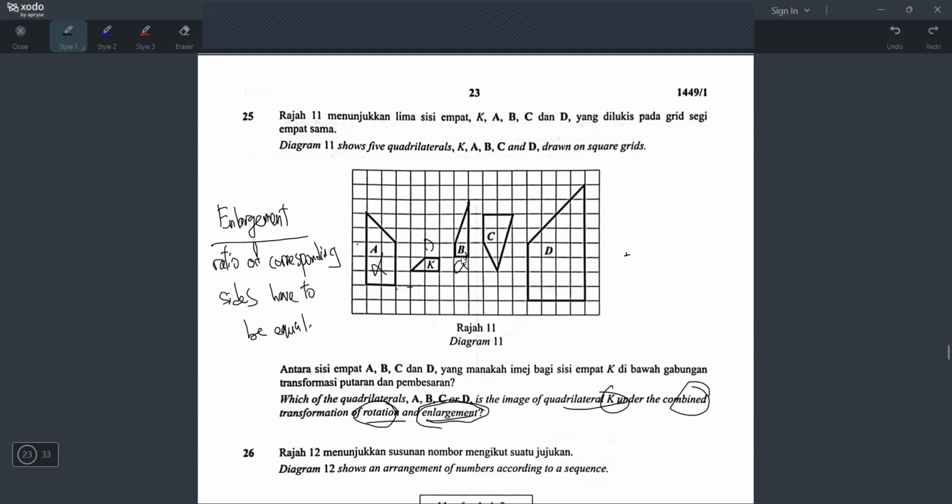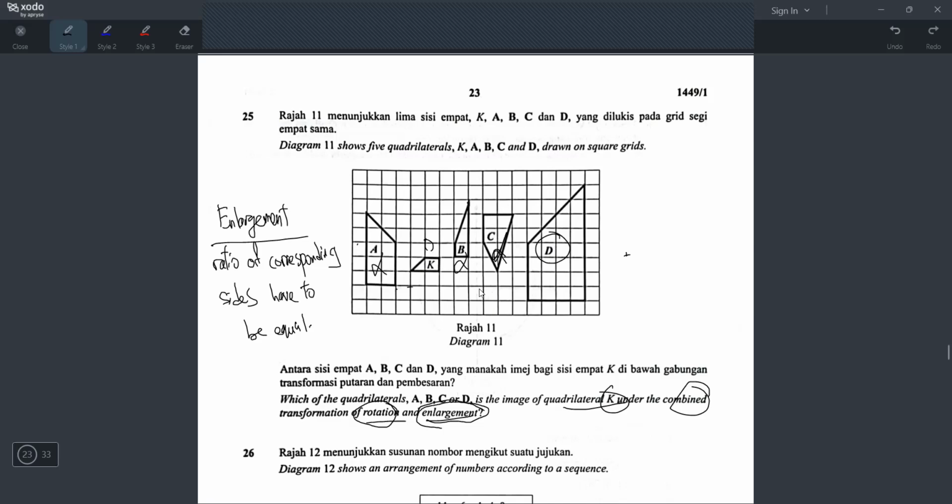Now what about C? Okay, C is even more wrong because the shape is not even the same. When you rotate, the shape will not change. The size also will not change. Just the orientation changes only. Enlargement, the size will change, but the shape will not change. So C is confirmed wrong because this one has 1, 2, 3, 4 sides, but it's not the original shape. The shape has already changed because this line should be straight. If you look here, only one is straight, so only two are straight. So C is wrong. It means D is the answer, right?